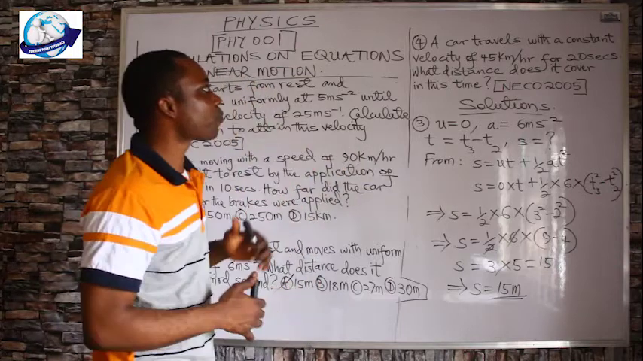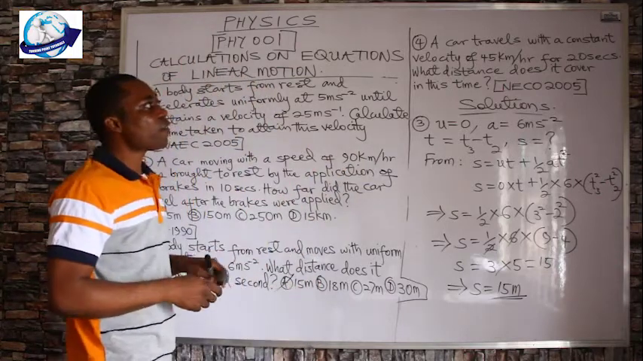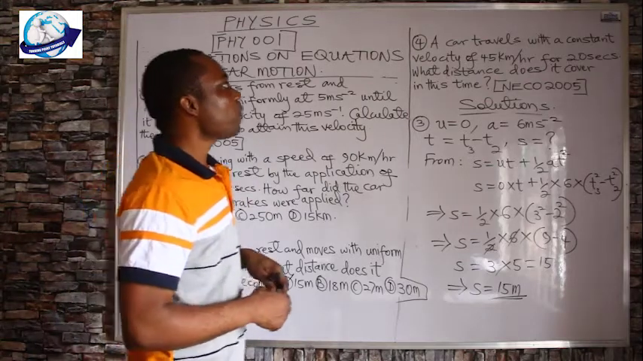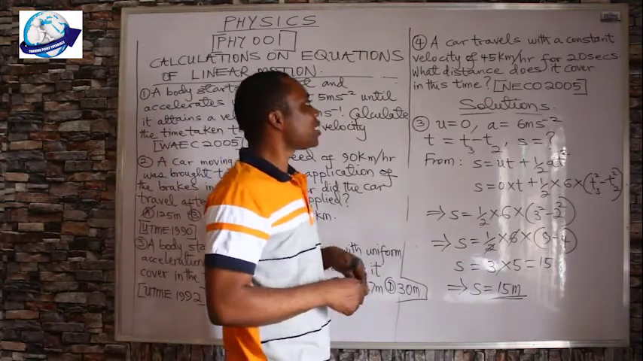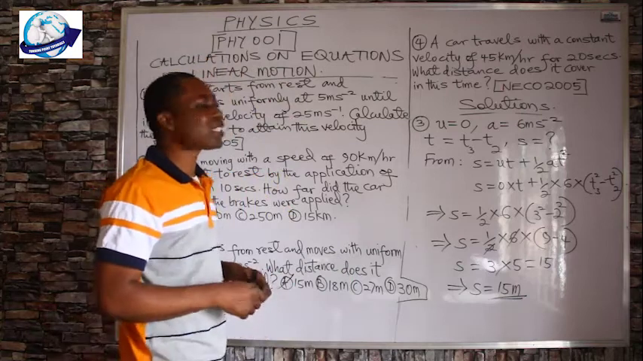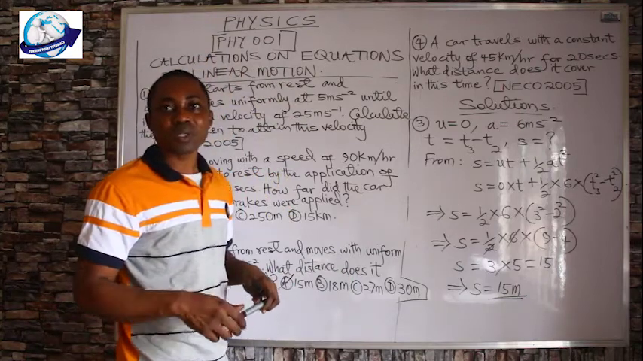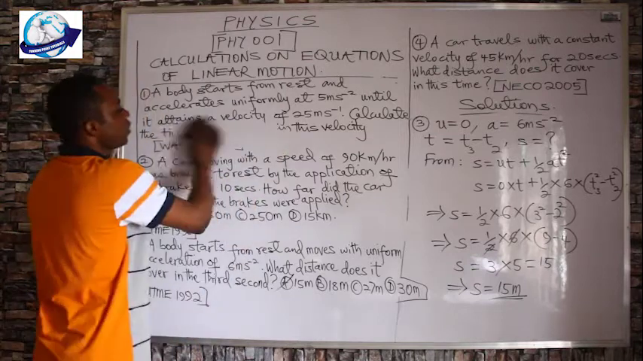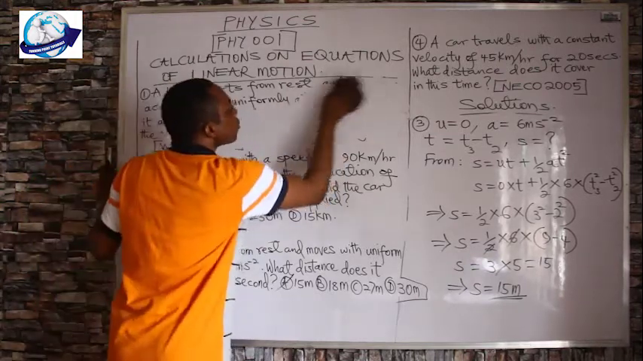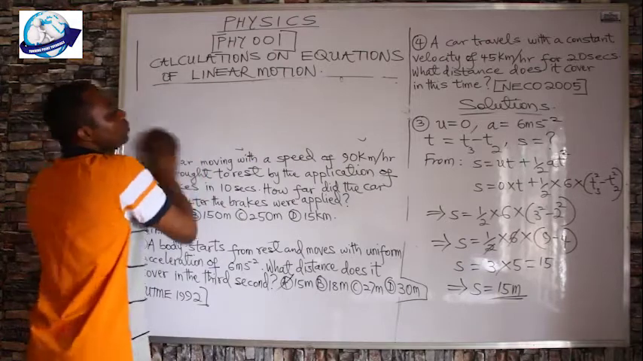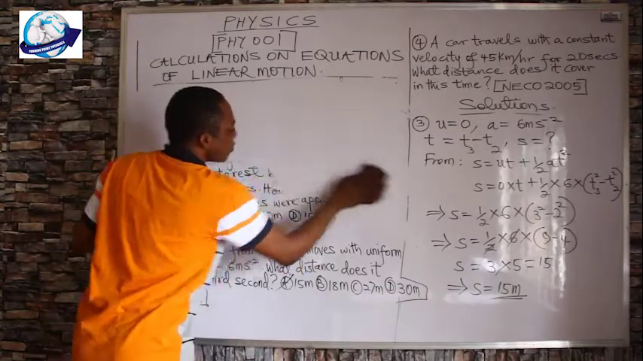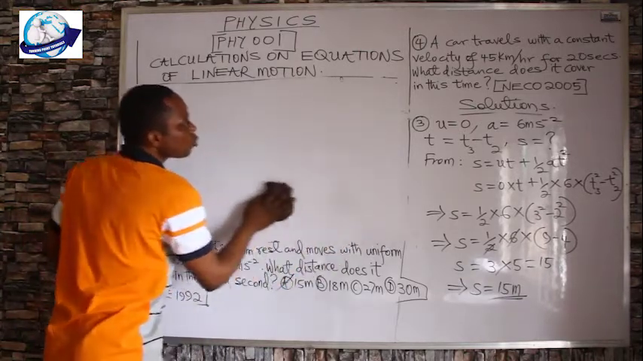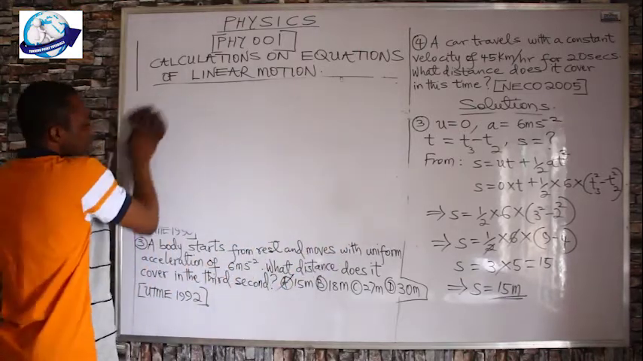Then we start with the next question here. A car starts with a constant velocity of 45 km per hour for 20 seconds. The question is, what distance does it cover in this time? So we can see here, right now we move forward to this aspect and break it down. That's the question. That's a NECO 2005 question.